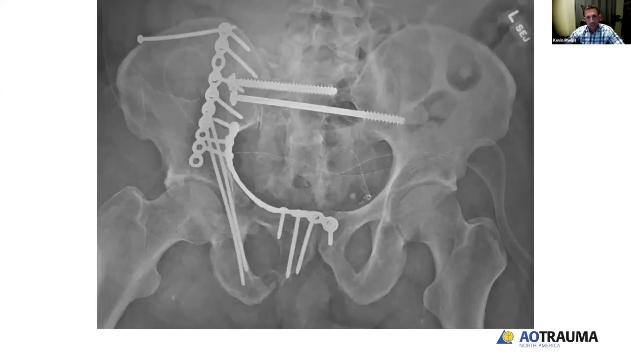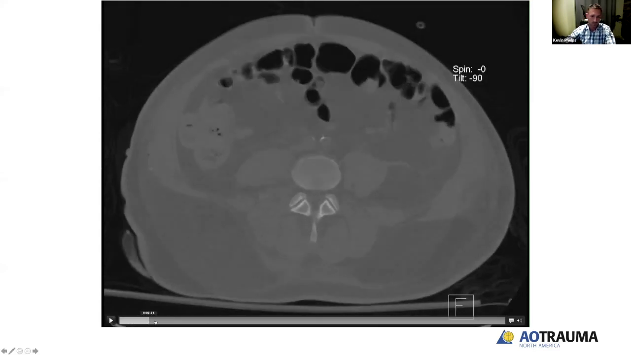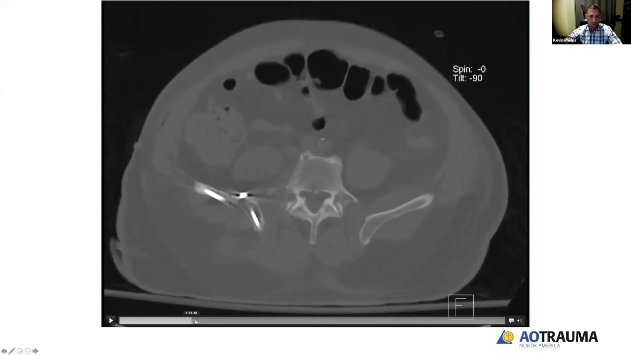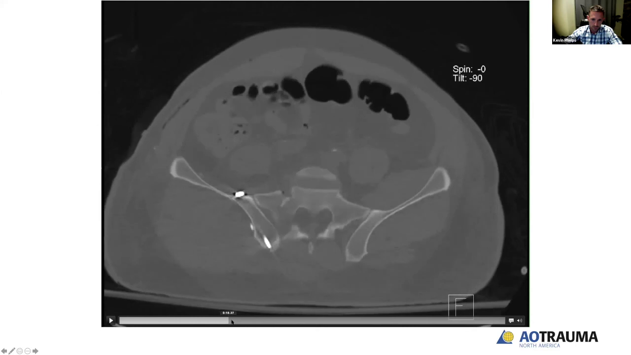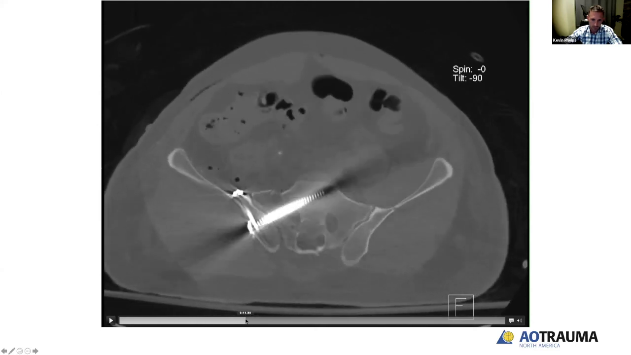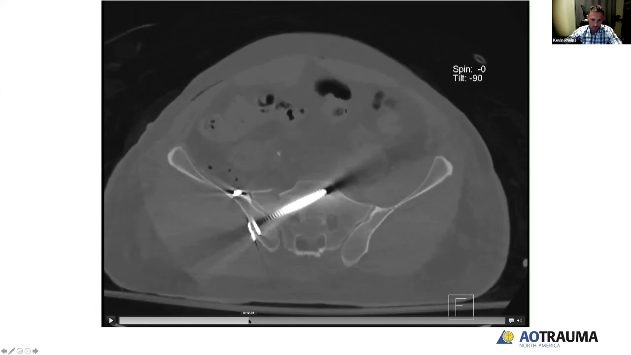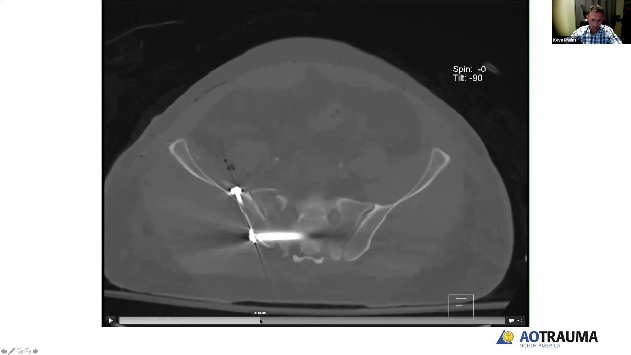So these are the postoperative x-rays, postoperative AP, I should say. And I did get a postoperative CT scan. As you can see, the sacrum's not perfect, but it's pretty close, and we confirmed safe hardware placement of both the iliosacral screw at S1 and also the transiliac transsacral screw at S2.